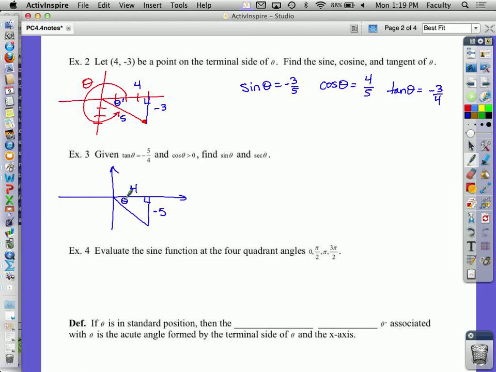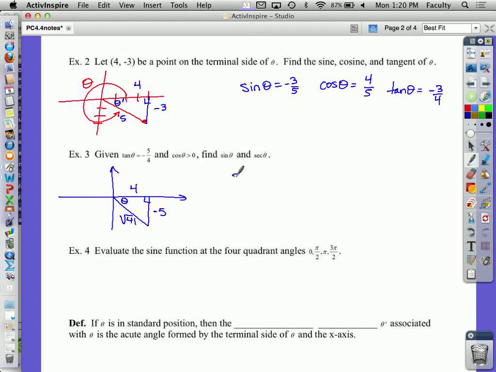Now, this is not a 3, 4, 5 right triangle because the hypotenuse has to be the longest side. So you're going to have to do the Pythagorean theorem. 4 squared plus 5 squared. Okay, 16 and 25 is 41. And I take the square root. Now, the hypotenuse will always be positive. Okay?